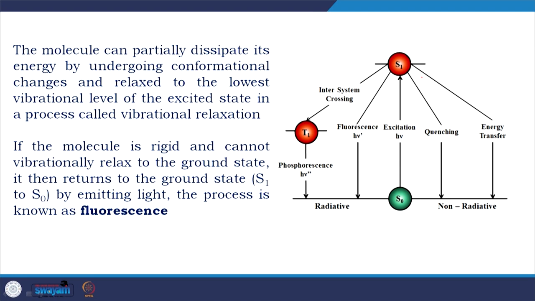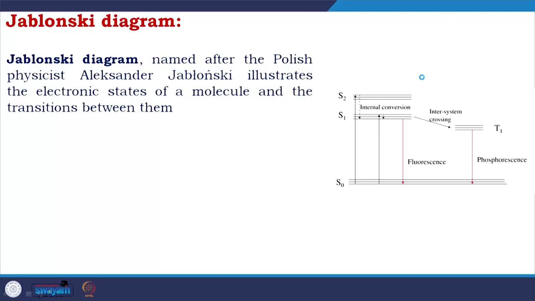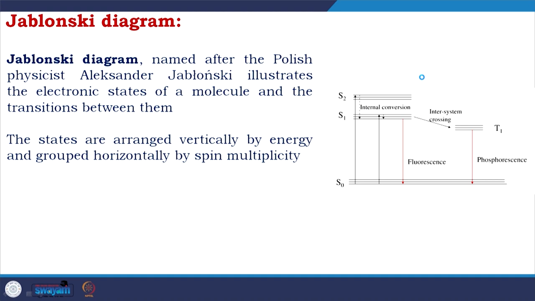When we are studying this, the diagram used to show this phenomenon is known as the Jablonski diagram. It is named after the Polish physicist Alexander Jablonski, who illustrated the electronic states of a molecule and the transitions between them, the molecular phenomena, the molecular interactions. The states are arranged vertically by energy and grouped horizontally by spin multiplicity. The transitions are indicated by straight arrows, as you see.